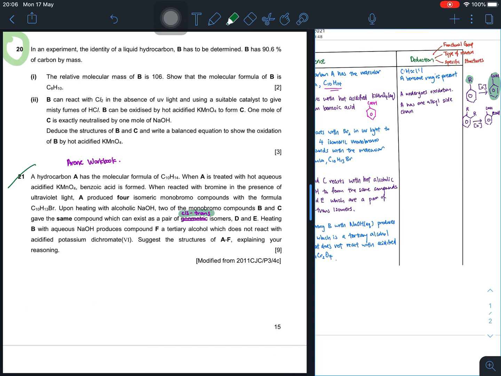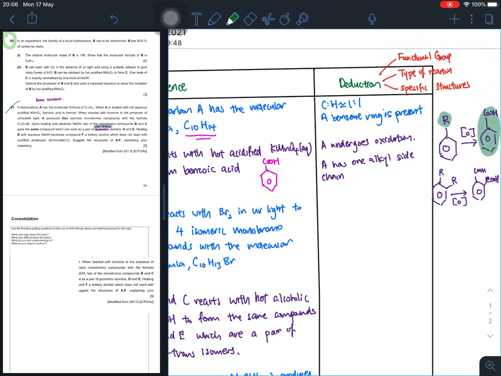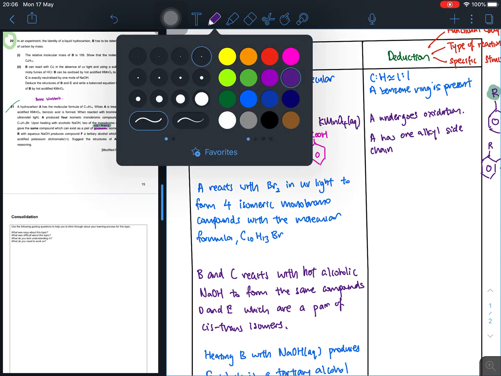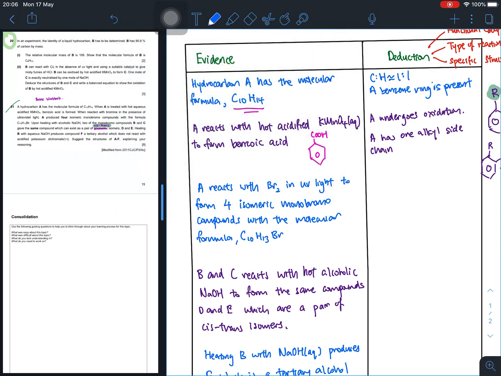Okay, moving on, the next line is that when reacted with bromine in the presence of UV light, A produced 4 isomeric monobromo compounds with the formula C10H13Br. If we were to do a comparison between the formula of A as well as the product C10H13Br, they differ by 1H and 1Br. So that gives us a hint as well. Before that, let's just look at the type of reaction based on the reagents and conditions, which you should be able to tell that with this, A actually undergoes free radical substitution.